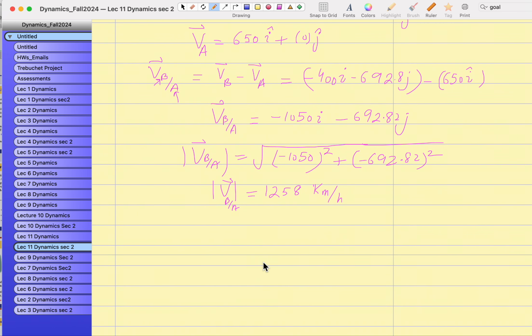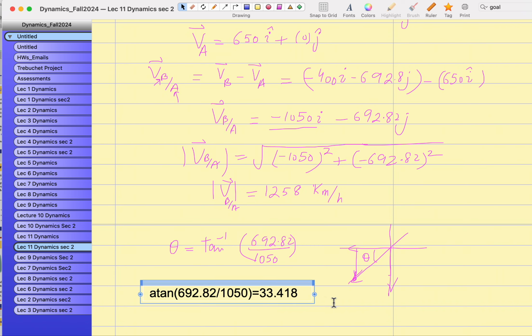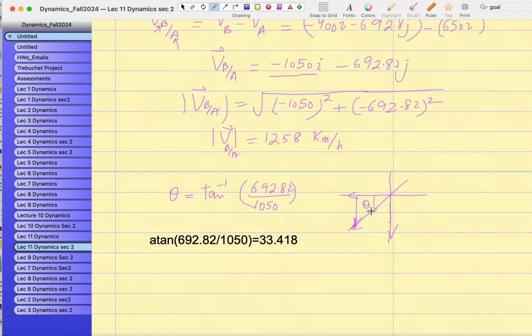Now the magnitude has been found. If I draw the vector, it is in the third quadrant. The negative is left and you go down for the negative, so it's somewhere here. I want to see what this angle is. This is the vertical component, tangent inverse. Vertical component is 692.82, horizontal component is 1050. The formula is arc tangent of 692.82 divided by 1050. I got 33.4 degrees for this vector. This is your answer. You will show the same thing in your answer if you see such a question. So we have found the magnitude as well as the angle.